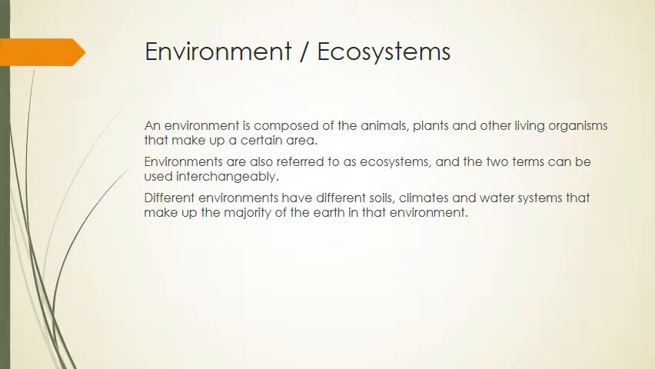An environment is comprised of the animals, the plants, and the other living organisms that make up that area, but they're also referred to as ecosystems, and you can use those two terms interchangeably. So you can say environment or you can say ecosystem. And we know that they have different types of soils, different climates and water systems that help shape that environment.